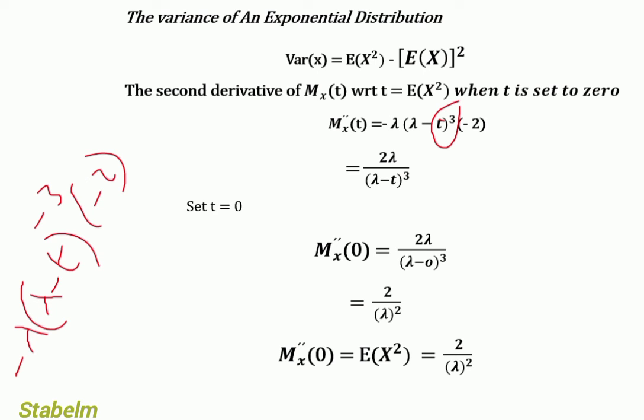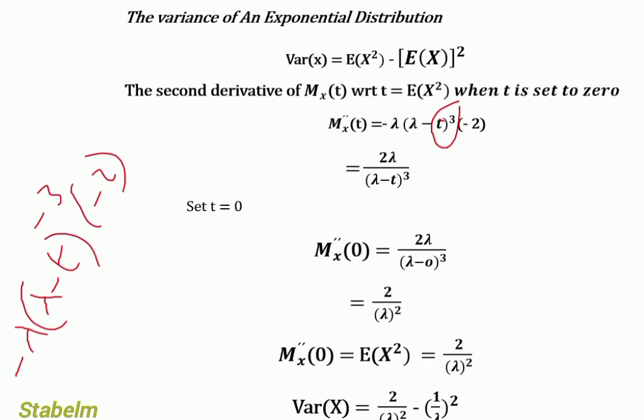Now since we already have E of X to be 1 over lambda, and we've gotten E of X squared to be 2 over lambda raised to the power 2, we substitute those into the equation of variance. Variance of X equals 2 over lambda raised to the power 2 minus 1 over lambda raised to the power of 2.